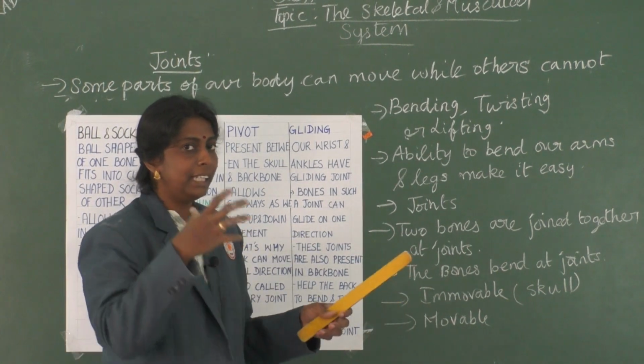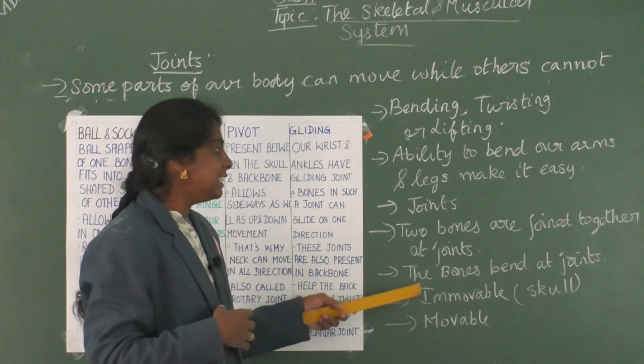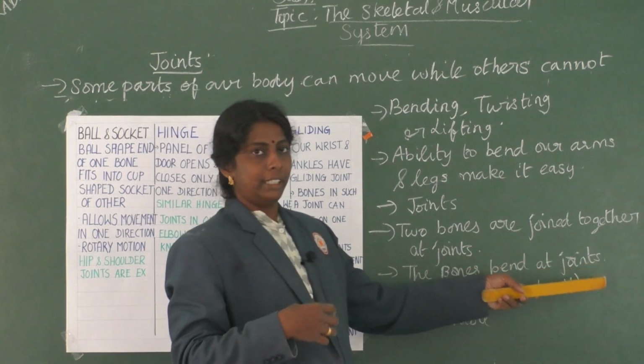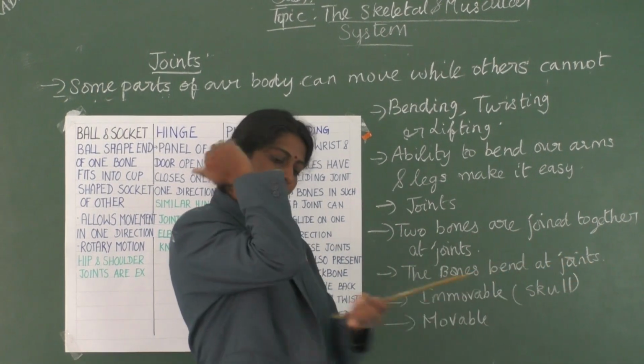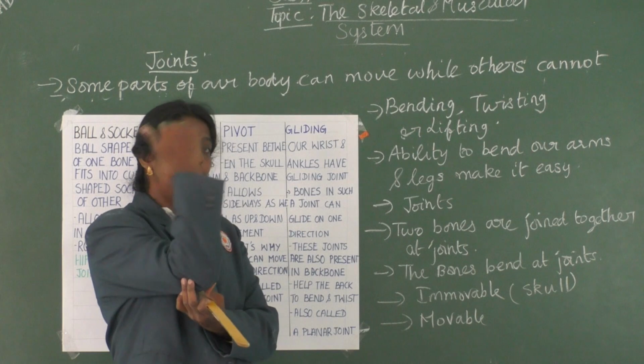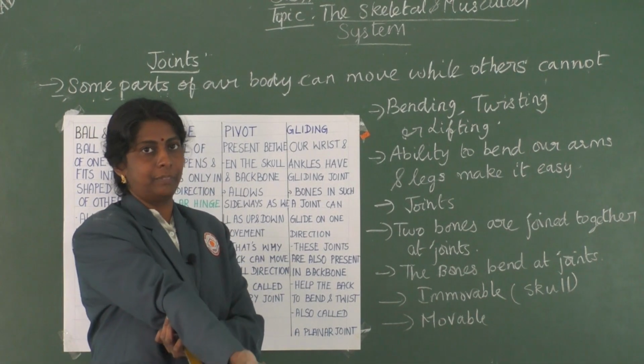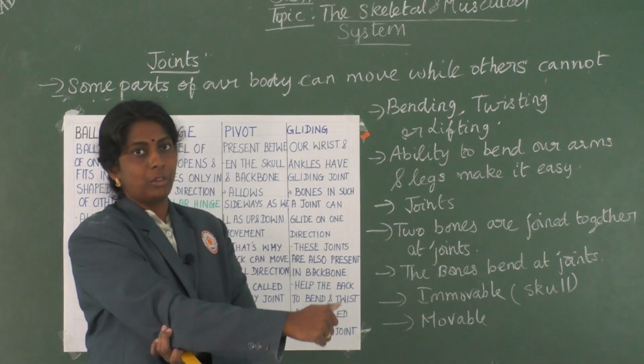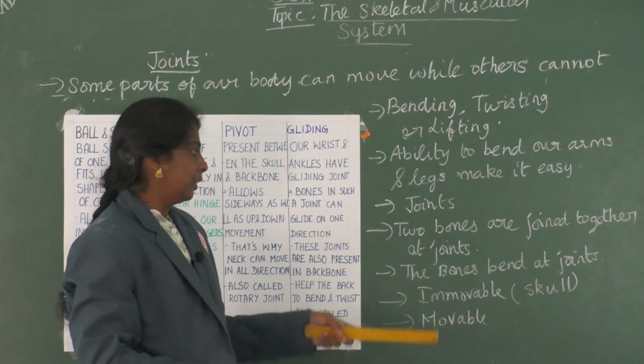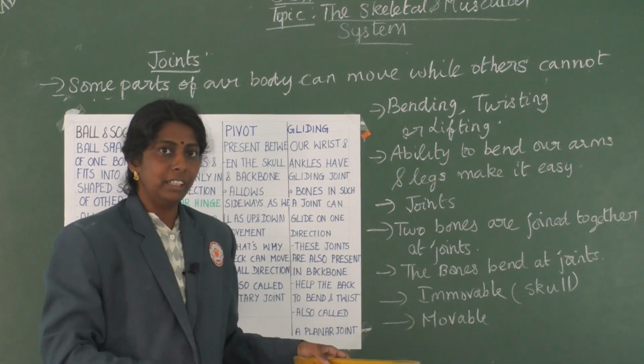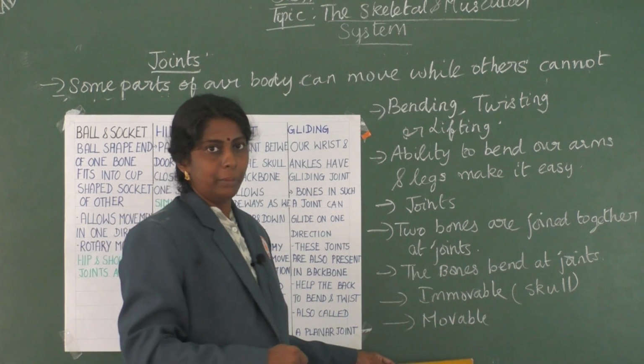Likewise, there are many joints in our body. These bones bend at joints. So what will happen in the joint position? Bones will bend at joints. Clear? Now, there are two different types of joint, immovable and movable.